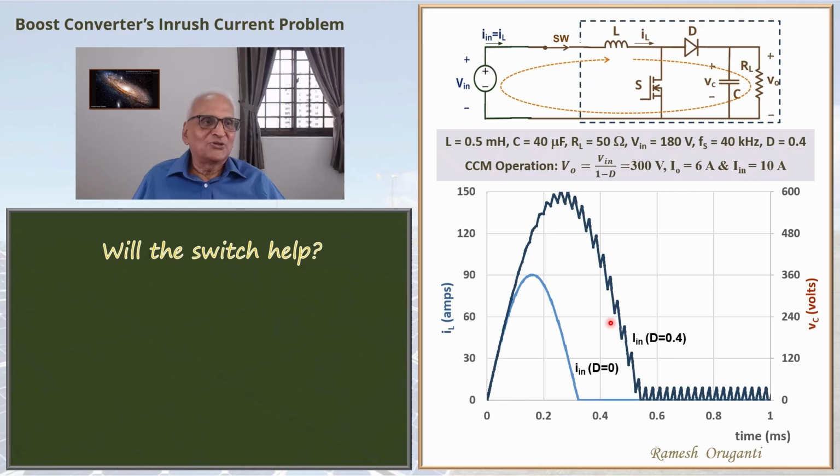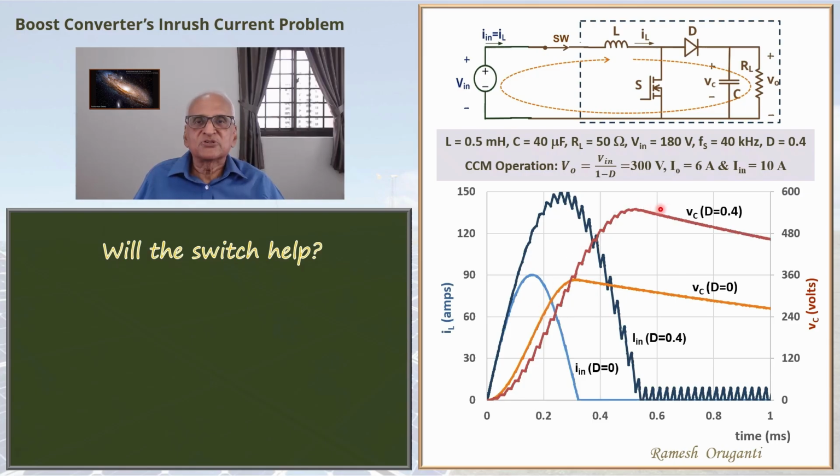Much worse. It goes to 150 amperes. The switch is in the shunt path and there is a boost action also that is taking place, and the input current is much worse. So if you want to avoid this, do not switch on the switch too early. The capacitor voltage, previously it went up to almost 360 volts, and now there is a boost action also, and it just shoots up to 550 volts or so. So the obvious answer to this question, will the switch help or not, is an emphatic no.